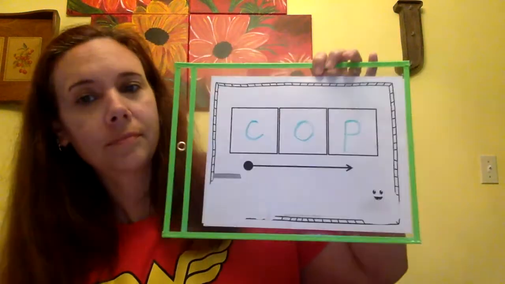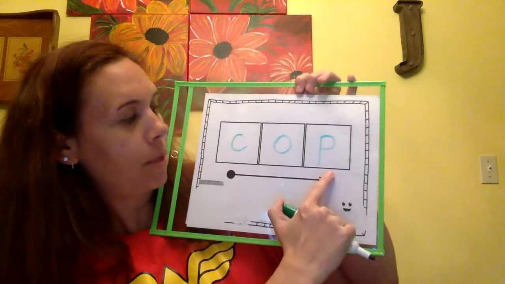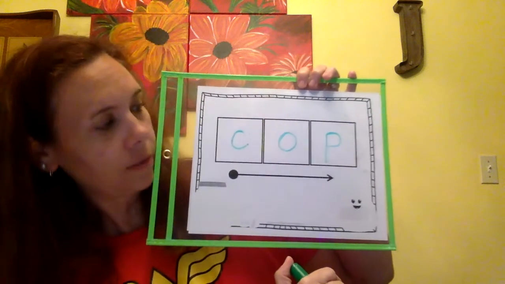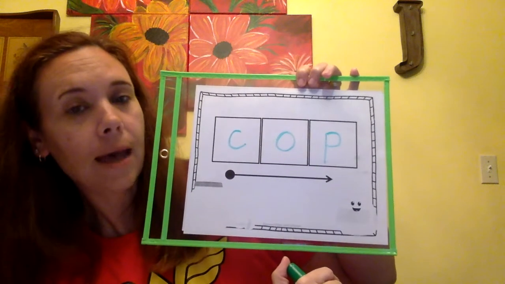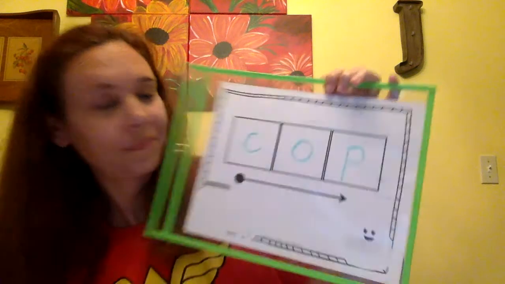Erase your B and do the next sound, which is K. C, K. K, op, cop. Cop is another word for a police officer. Cop. The cop was here to help. Erase your K and write the next sound.